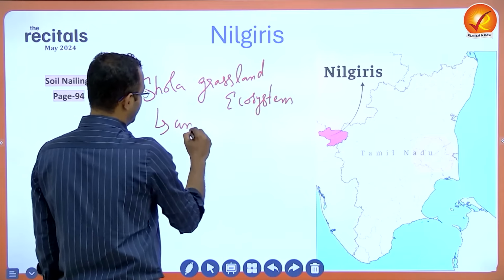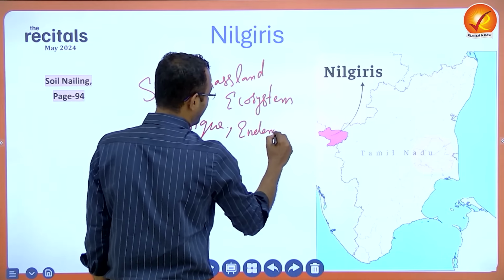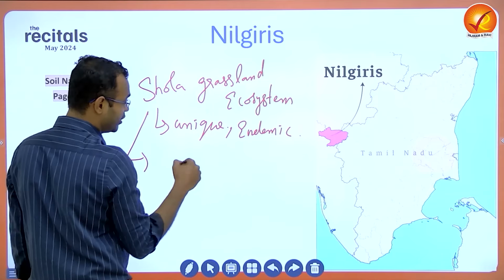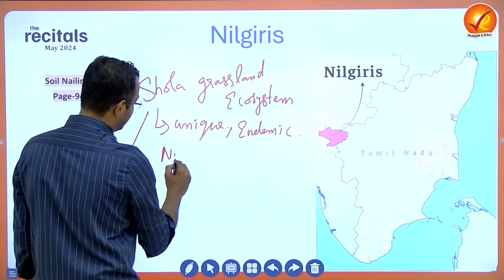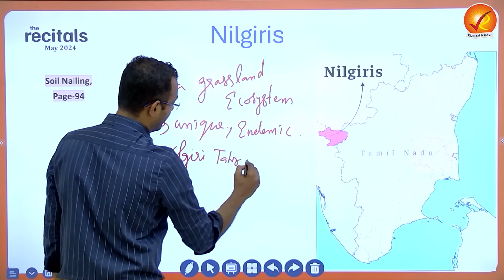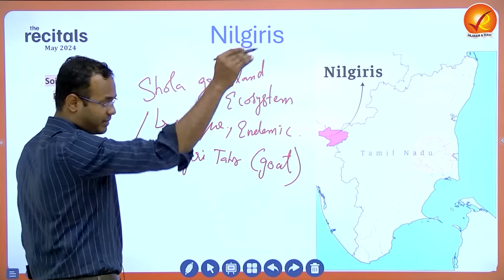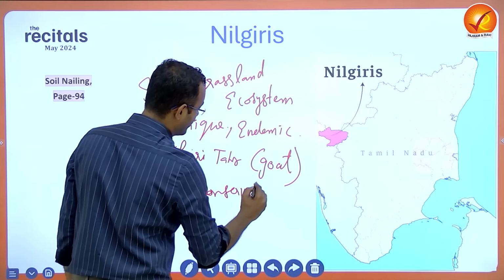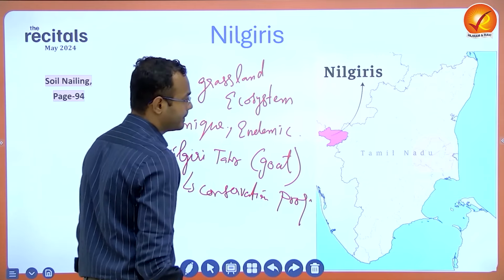Which are unique and endemic, and Nilgiris and Sholas have also been in news in recent times. The Tamil Nadu government has come up with the Nilgiri Thar, which is a goat variety similar to the Himalayan Thar, which is present in the Himalayan regions. The Nilgiri Thar conservation program by the government of Tamil Nadu has been brought in.